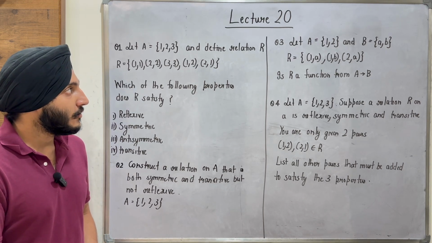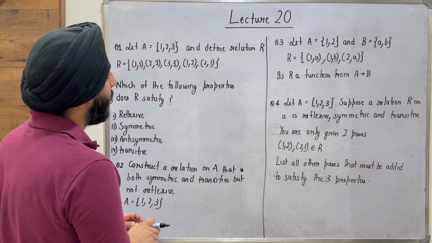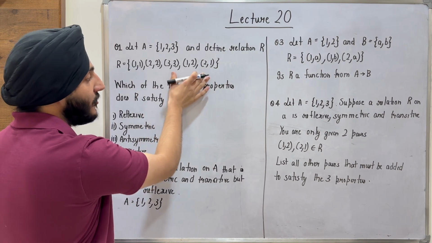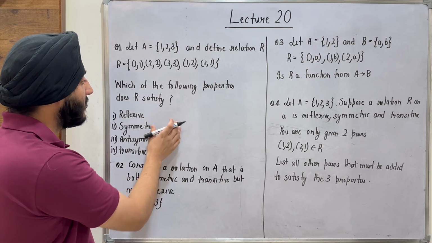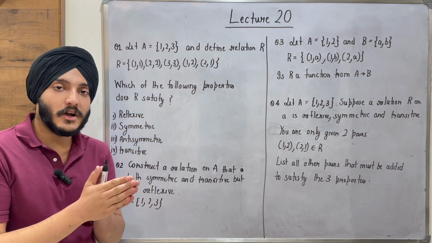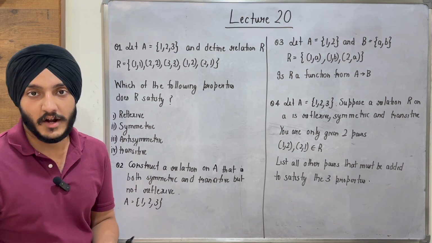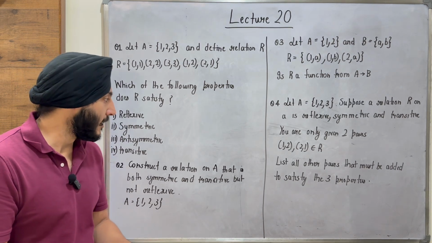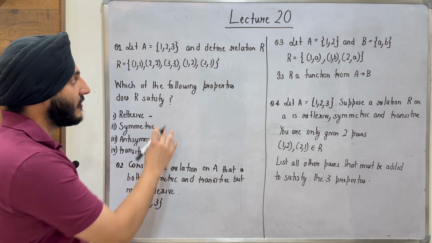Okay, so let's start with question number 1. Let A be the set {1, 2, 3} and define the relation R, which is equal to this relation over here. So we are supposed to figure out which of the following properties R satisfies, right? So by now, I hope you understand all the definitions and what is the meaning of each and every classification, right? So what is reflexive, what is symmetric, antisymmetric, and transitive, right?